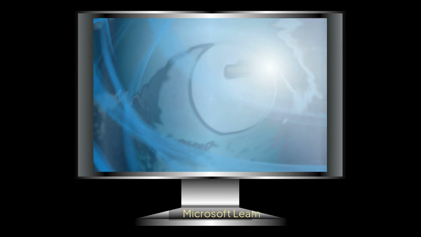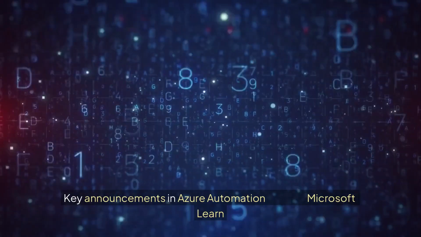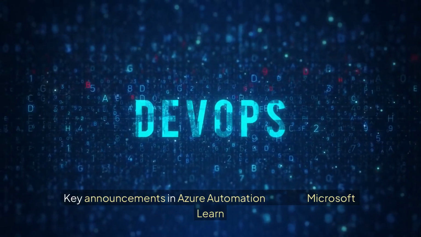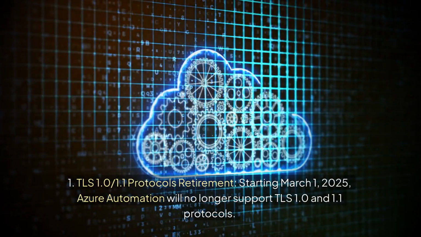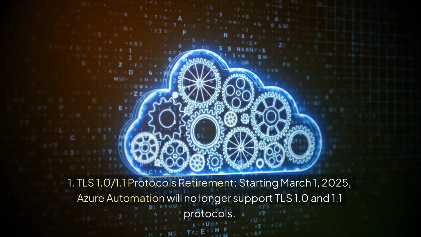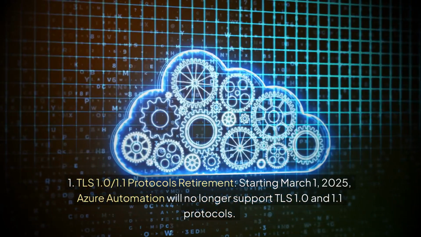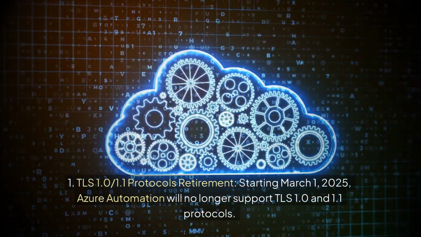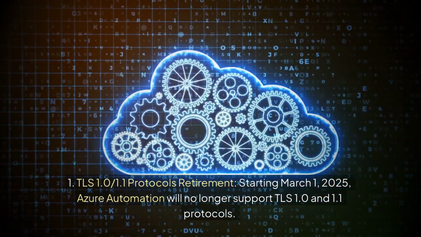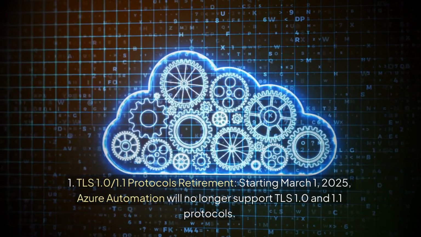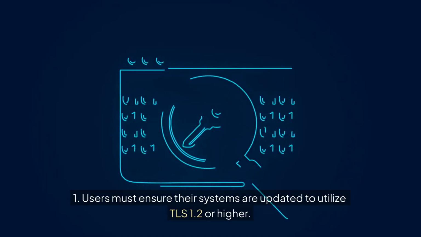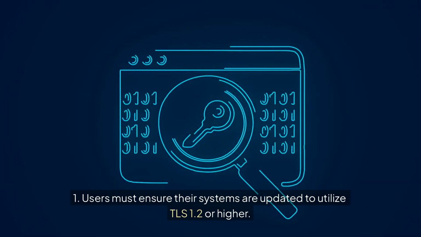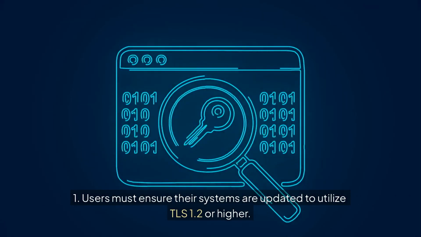Azure Automation Notices. Key announcements in Azure Automation include: 1. TLS 1.0, 1.1 Protocols Retirement. Starting March 1, 2025, Azure Automation will no longer support TLS 1.0 and 1.1 protocols. Users must ensure their systems are updated to utilize TLS 1.2 or higher.